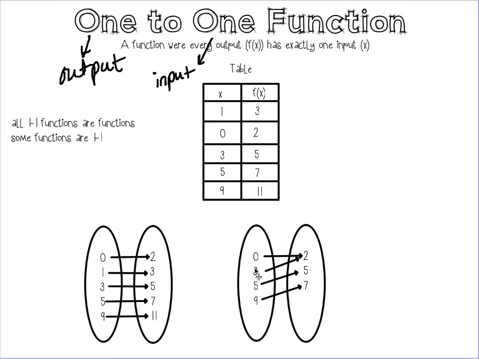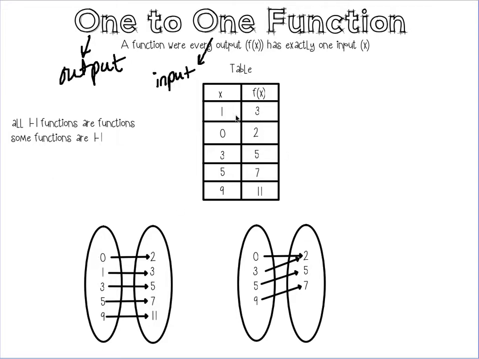Okay, so for example, down here we have a function because each input has its own output. But it is not one-to-one because of the fact that this output of 2 has an input of 3 and an input of 0. This one over here is one-to-one because every single input has its own output, so it's a function. Now it's one-to-one because every output has its own input.